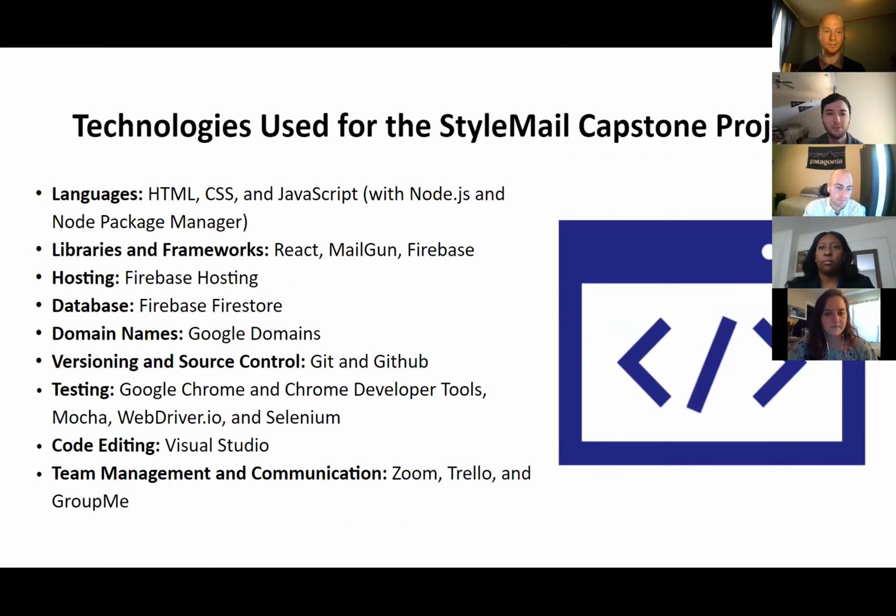For the technologies used in our project, we use HTML and CSS for our front end, and we use JavaScript along with Node.js and Node Package Manager. For our libraries, we used React for the front end, Mailgun for our email sending, and Firebase for our backend and authentication. We use Firebase hosting. For our database, we use Firebase Firestore. For our domain, we use Google Domains. For our source control and versioning, we use Git and GitHub.